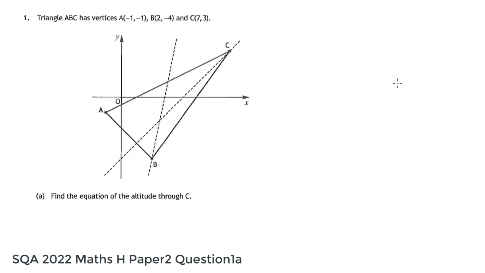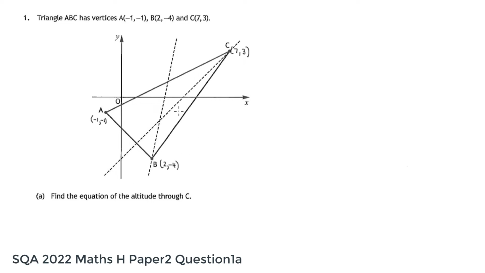Here's question 1. Triangle ABC. We're given the three vertices of these points and we're asked to find the equation of the altitude through C. Now I'm going to use this diagram. Let's put in some of these coordinates. There's A, -1, -1. B is the point 2, -4. And C is the point 7, 3.